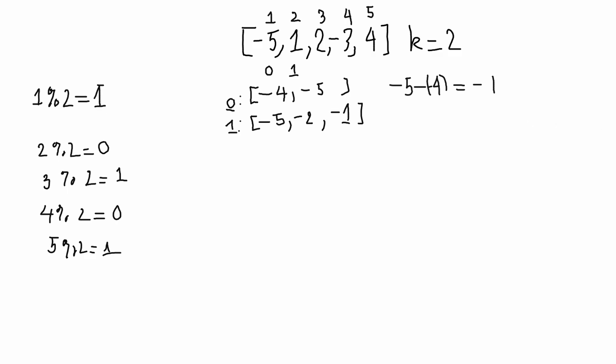So for example, however, what is our result in this case? Our result in this case is this array. Okay, so how can we find that? We can find that by the result of -1 minus -5. Okay, so how can we find this one?